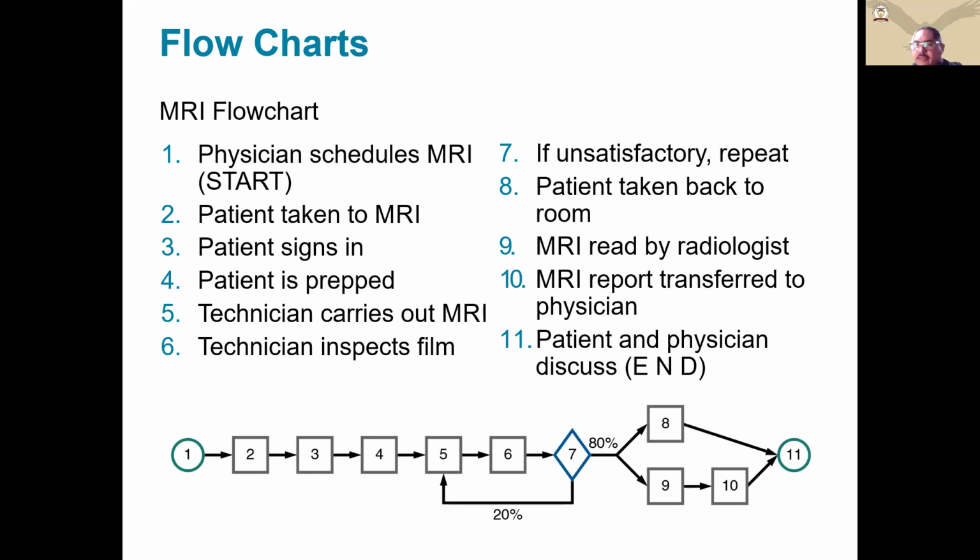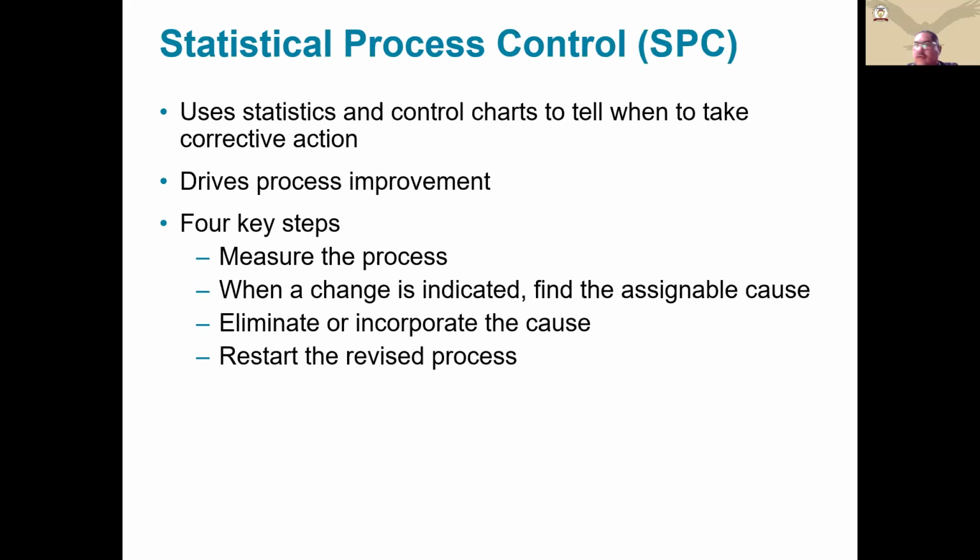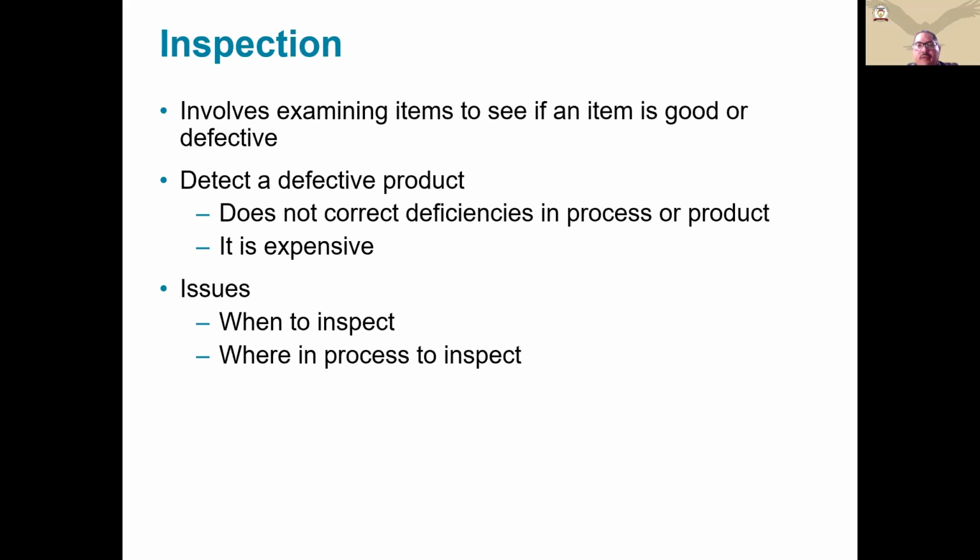Okay, so one of the things that we can use in trying to manage quality is to inspect. We can inspect to make sure that there are no issues in the process, that there are no issues with the particular products that we want to provide to the customer.